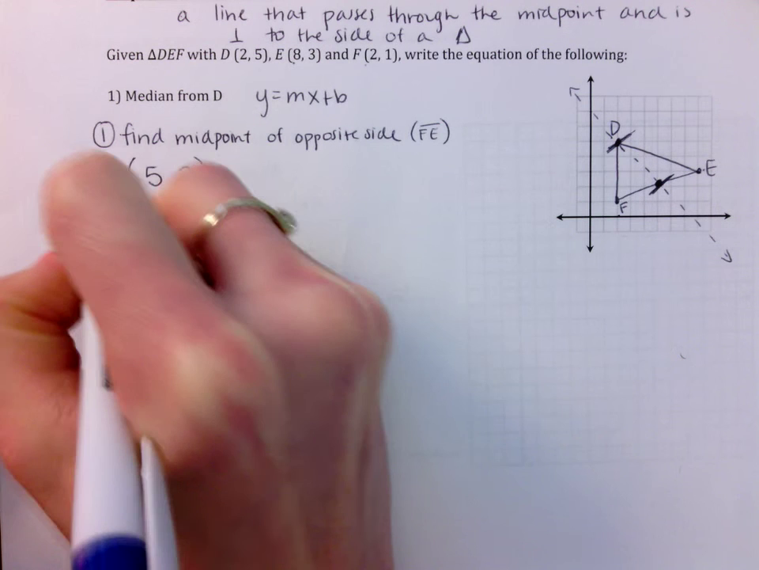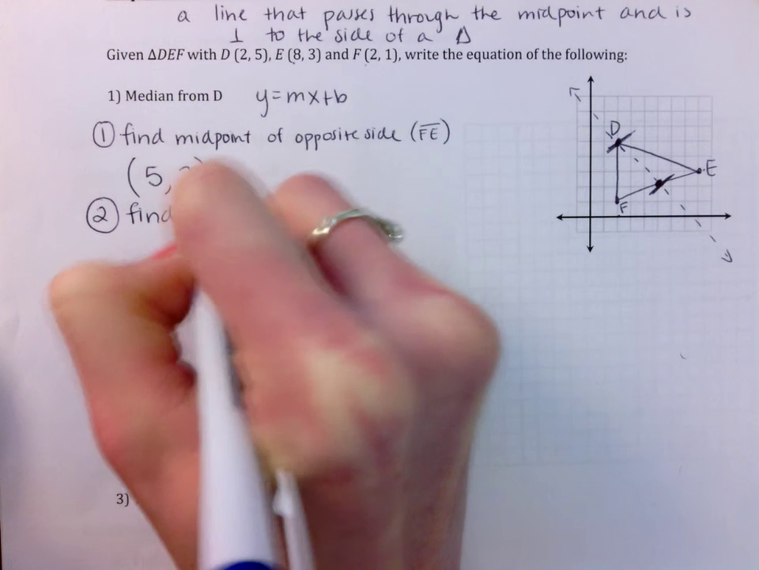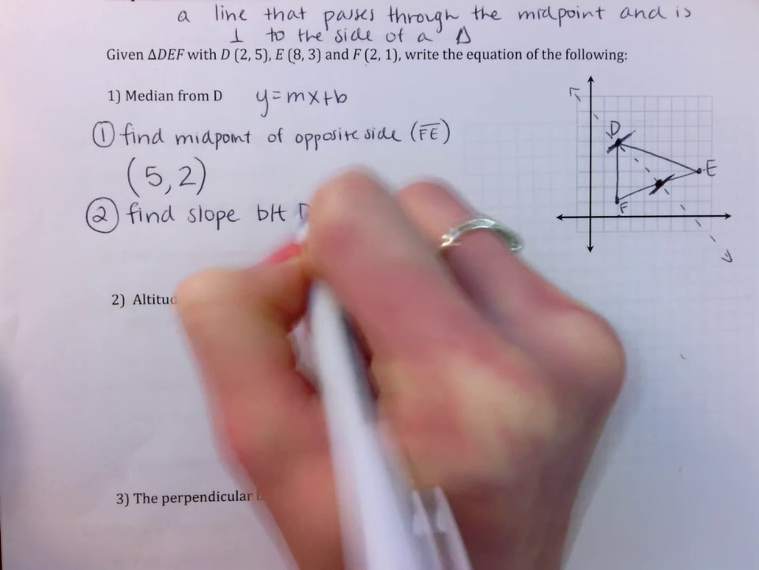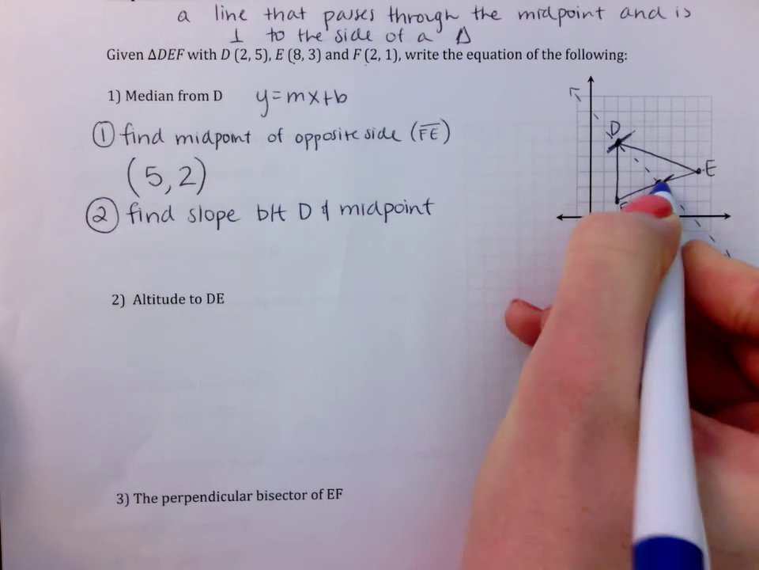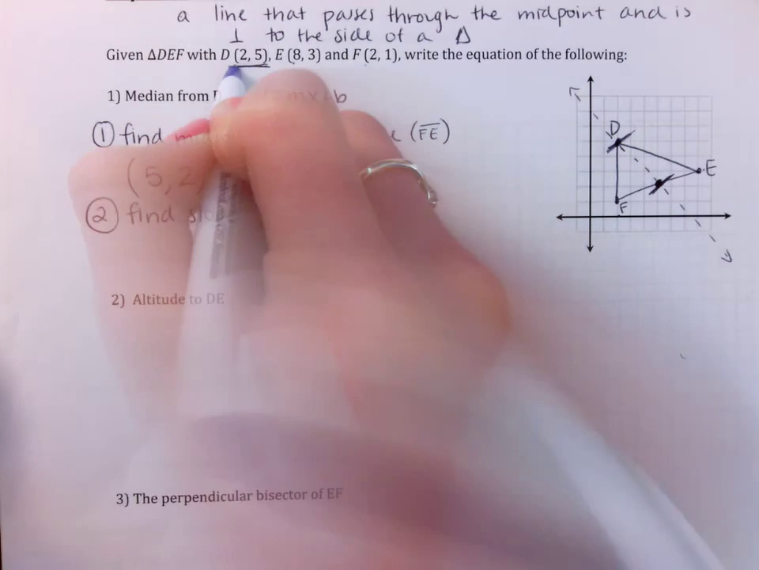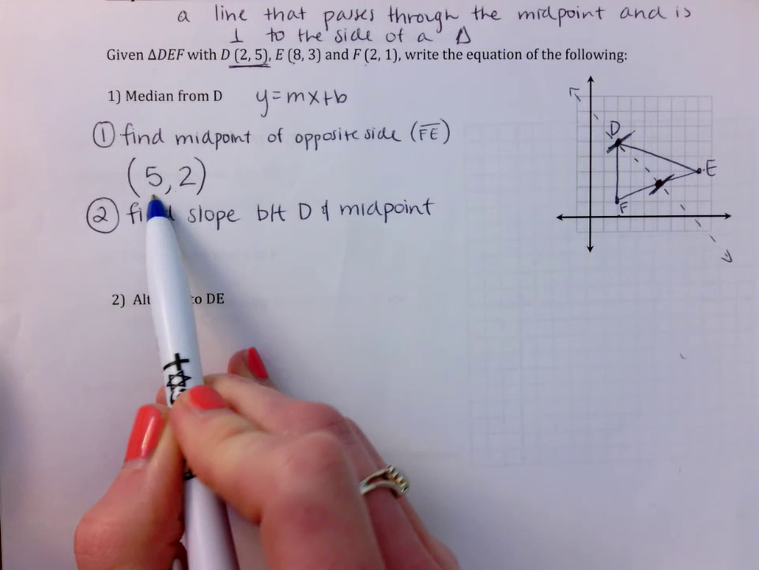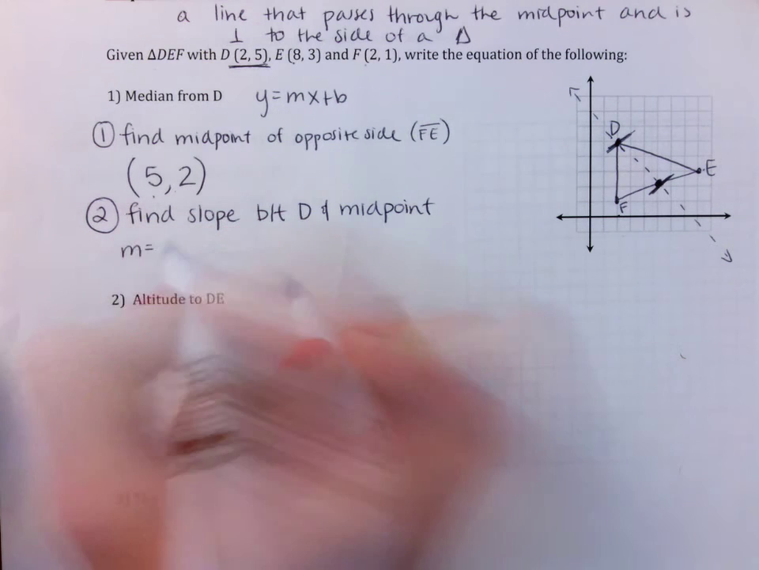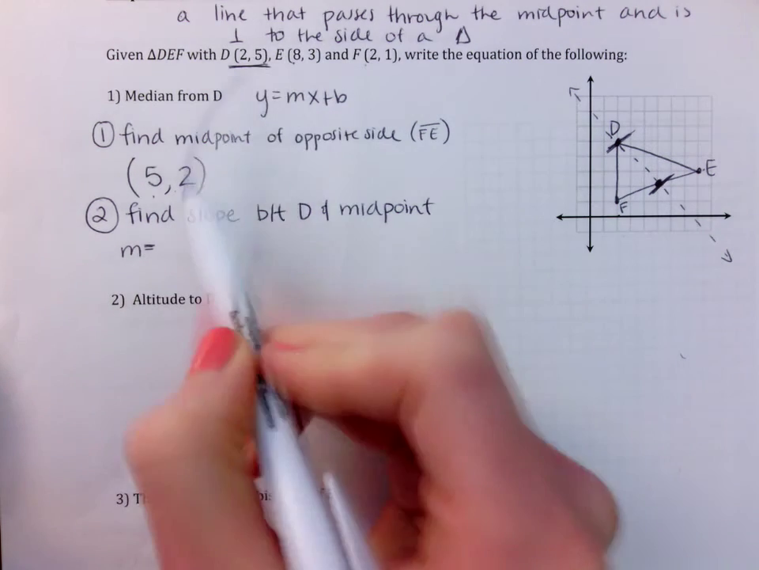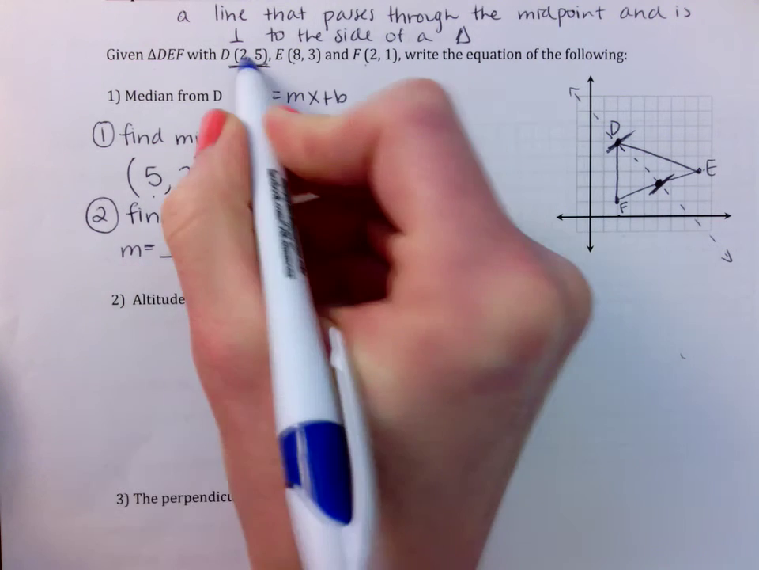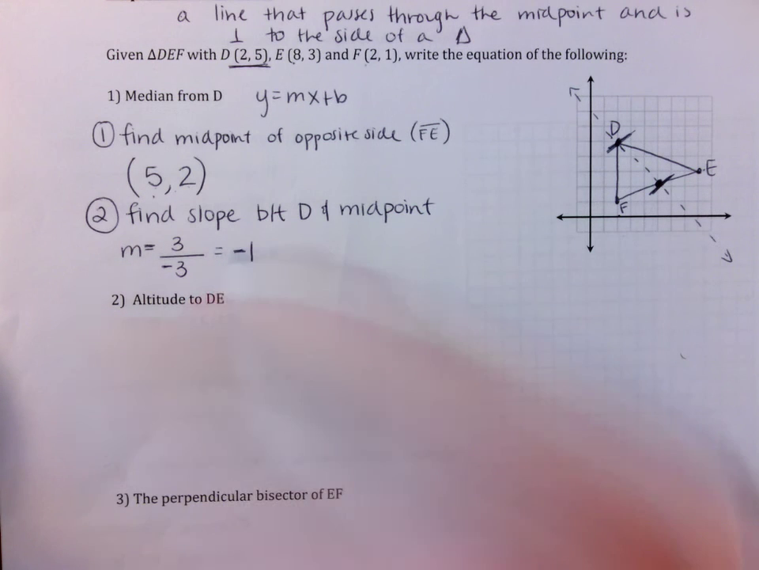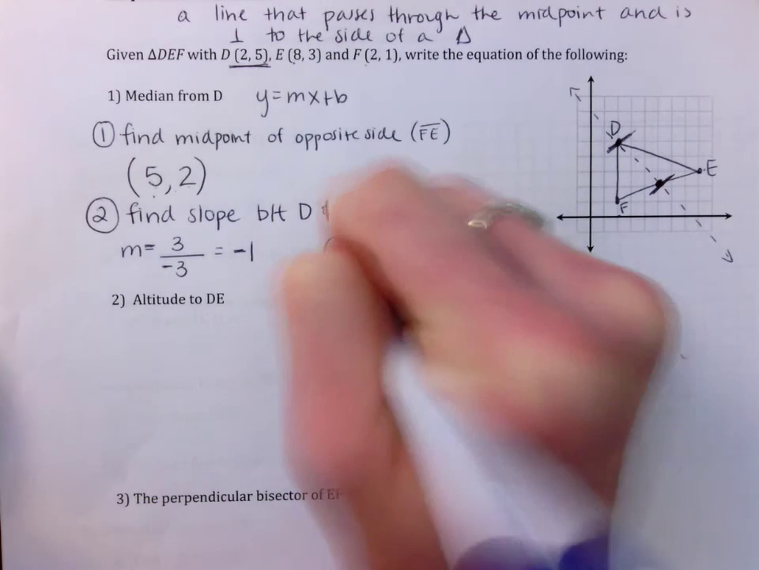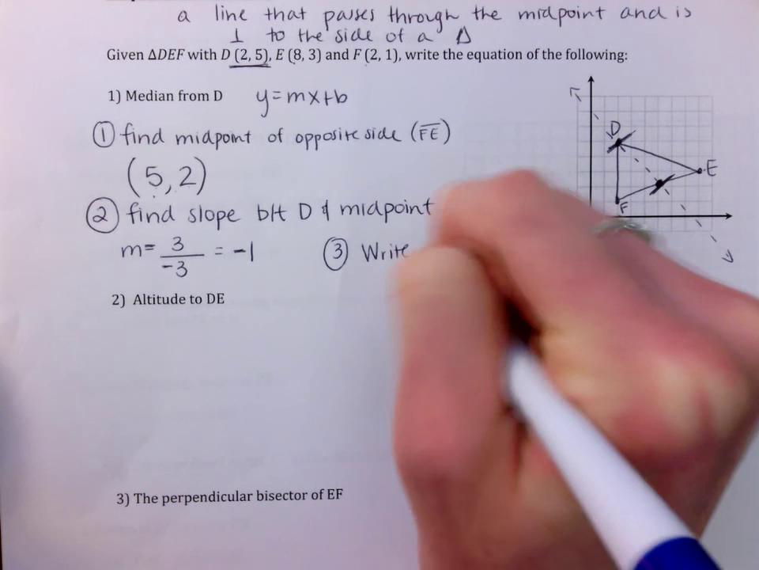So the next step would be find slope between D and midpoint. So we're finding the slope between these two. We have D up here, and we have the coordinates of the midpoint. So I'm going to just set up my slope equation. So we're going to do 5 minus 2 is 3, over 2 minus 5 is negative 3. So overall my slope is negative 1.